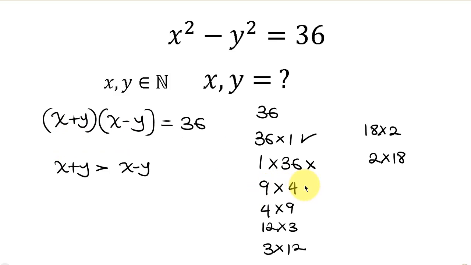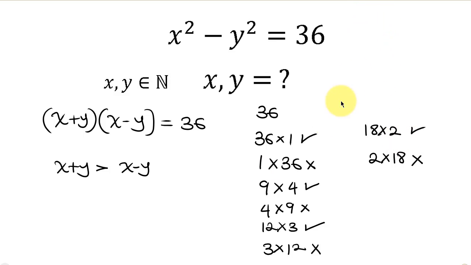First factor bigger, we accept this. This first factor is smaller, so we reject. First factor bigger, we accept. First factor smaller, we reject. First factor bigger, we accept. First factor smaller, we reject. So we've only got 1, 2, 3, 4 factor pairs that we're going to accept.